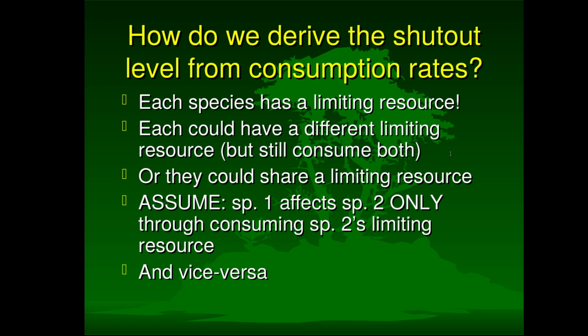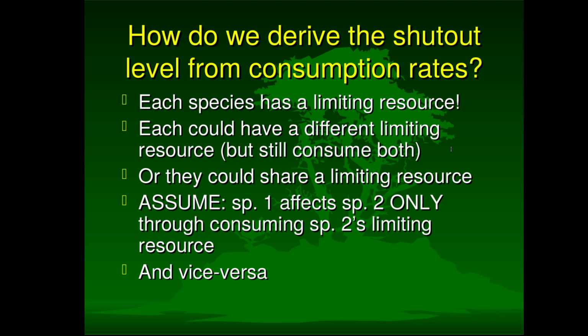Then species 2 cannot exist at this location where species 1 is at or above its shutout level. In other words, abundant enough to consume the entire supply rate of species 2's limiting resource. Keep in mind that it is possible for each species to have the same limiting resource or different limiting resources, but if both happen to consume each other's limiting resource, then they by definition are in competition with each other, because as a result of that consumption, they will reduce the fitness of the other.